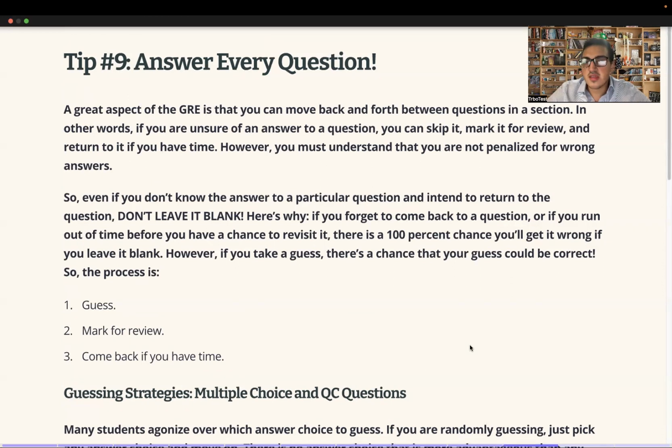However, you must understand that you are not penalized for wrong answers. So even if you don't know the answer to a particular question and intend to return to the question later, do not leave it blank. If you forget to come back to a question, or if you run out of time before you have a chance to revisit it, there's a 100% chance you're going to get that question wrong. However, if you take a guess, there is a chance that your guess could be correct. So the process that I recommend is 1, guess, 2, mark for review, and 3, come back if you have time.